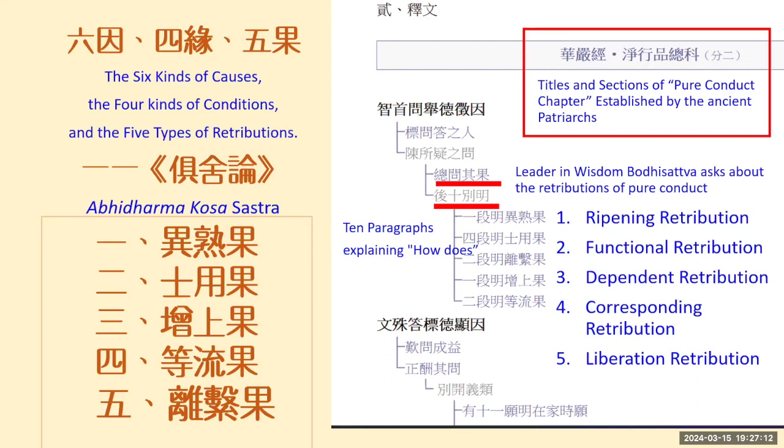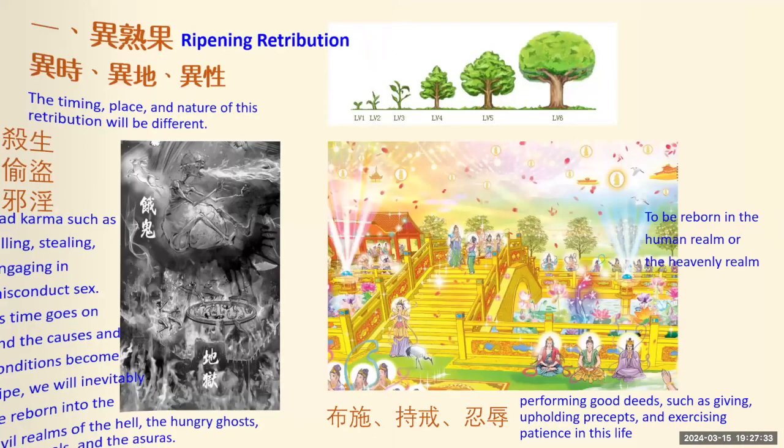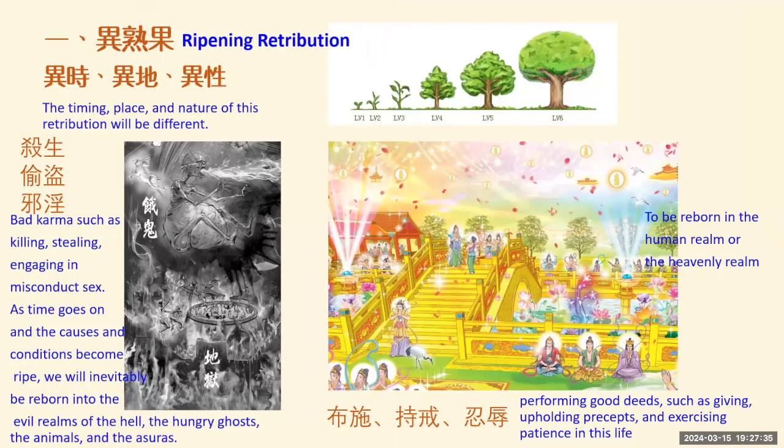According to the Avatamsaka Sutra, the Buddha observed that everything is inseparable from the 6 causes, the 4 conditions, and the 5 retributions. So today, it would be beneficial to familiarize ourselves with these 5 types of retribution when we study these 10 paragraphs of "how does." First is the ripening retribution.